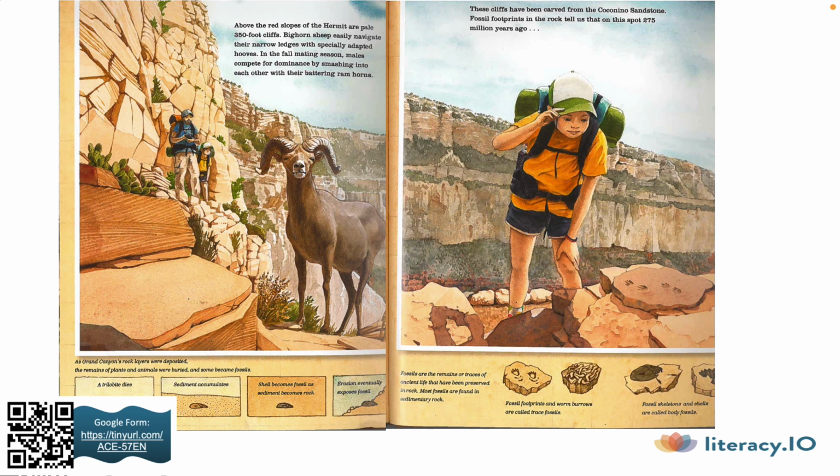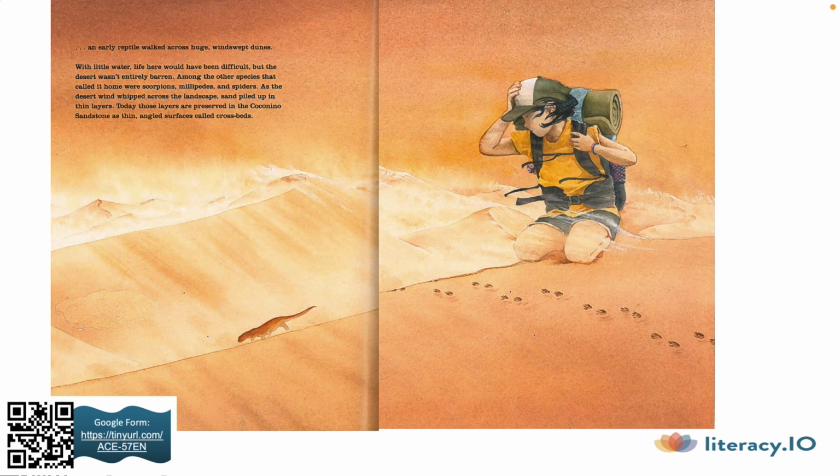Fossil prints in the rocks tell us that 275 million years ago, an early reptile walked across huge windswept dunes at this spot. With little water, life here would have been difficult, but the desert wasn't entirely barren. Among the other species that called it home were scorpions, millipedes, and spiders. As the desert wind whipped across the landscape, sand piled up in thin layers. Today those layers are preserved in the Coconino sandstone as thin, angled surfaces called crossbeds.